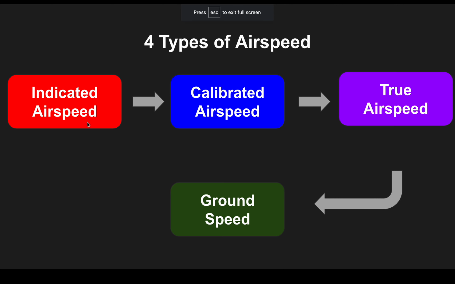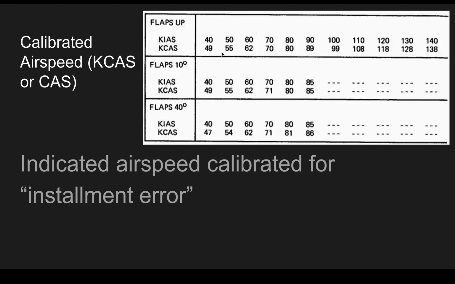All right. So we just look at a gauge, we read indicated airspeed. So what's calibrated airspeed? Well, this is indicated airspeed calibrated for installation error. So there might be a little bit of error. Inside the operating handbook for a plane, it'll say, hey, your indicated airspeed is 90, but really your calibrated airspeed is 89. So really you're probably going more like 89 than 90.